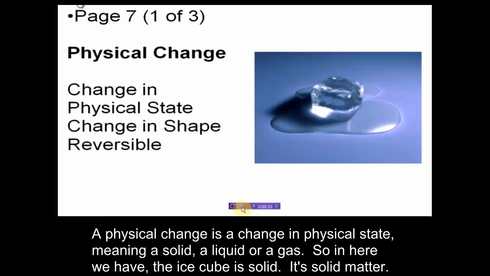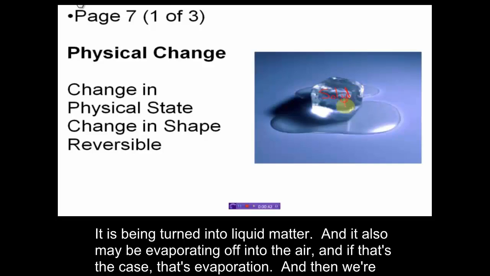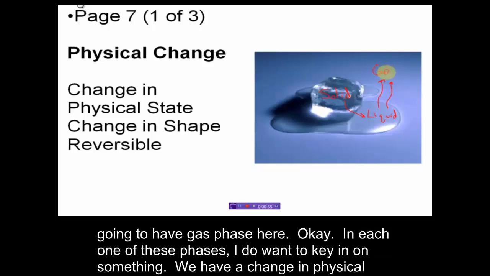A physical change is a change in physical state, meaning a solid, a liquid, or a gas. So in here we have the ice cube is solid. It's solid matter. It is being turned into liquid matter. And it also may be evaporating off into the air. And if that's the case, that's evaporation. And then we're going to have gas phase here.